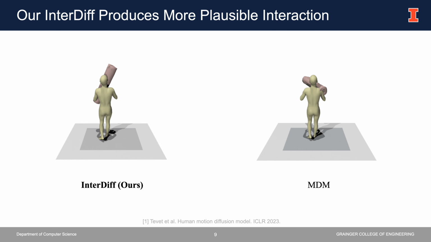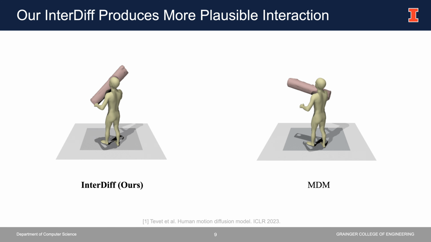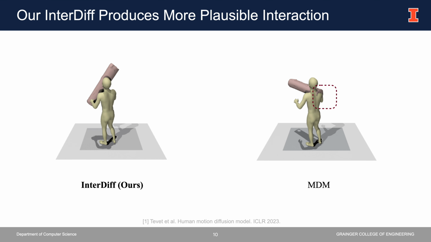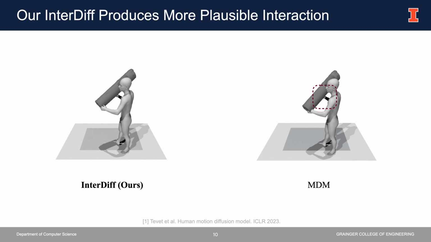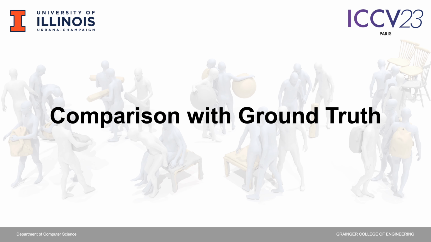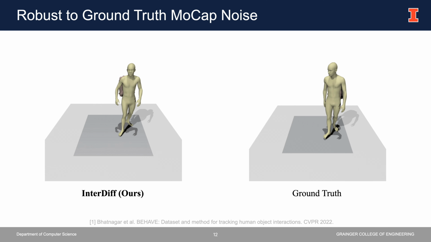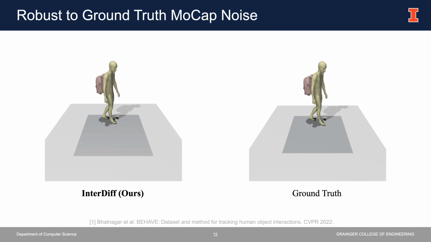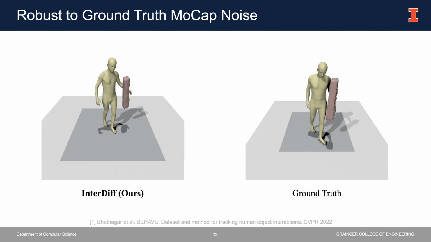Consistent with the quantitative results, we observe that our approach InterDiff yields more plausible interaction predictions. Implausible interactions are highlighted in the red dotted box. Comparing with the ground truth motion, our method produces smoother interaction sequences, despite being trained on noisy mocap data.